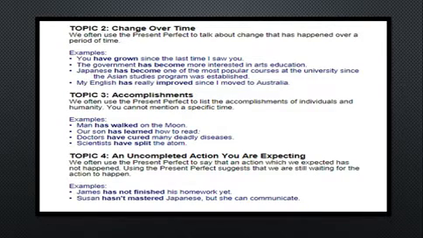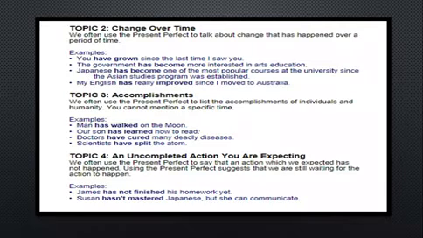Topic 4. An uncompleted action you are expecting. We often use the present perfect to say that an action which we expected has not happened. Using the present perfect suggests that we are still waiting for the action to happen. Examples. Number 1. Well, first in Spanish. Nosotros frecuentemente usamos el presente perfecto para decir que hay una acción la cual estuvimos esperando, ¿verdad? Que no ha pasado, más bien, que estuvimos esperando y no ha pasado.